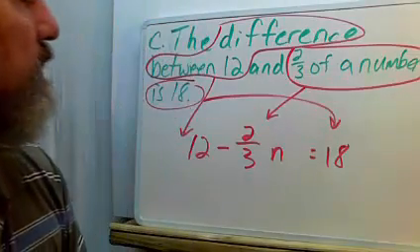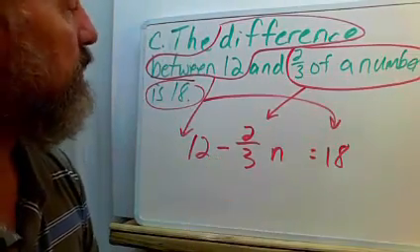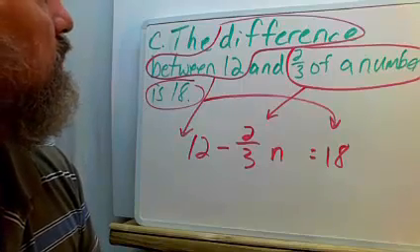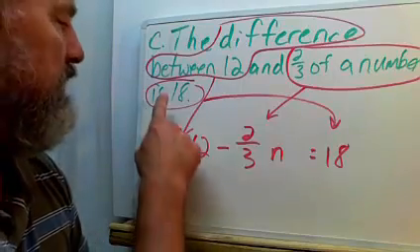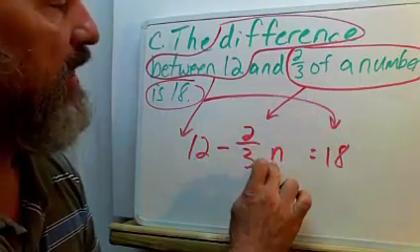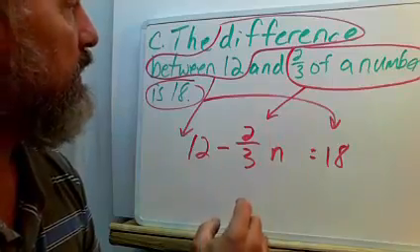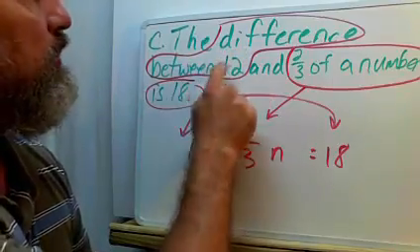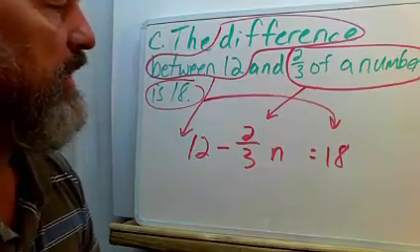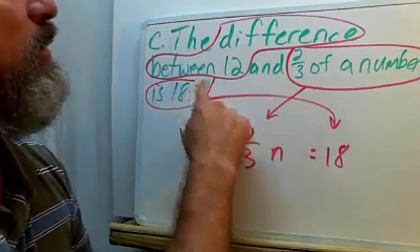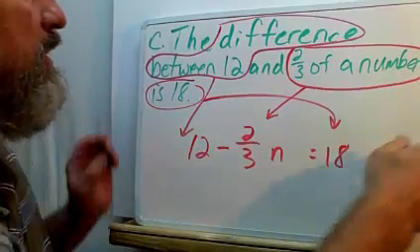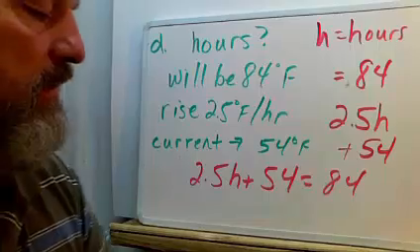Letter C. Here's going to be an example of subtraction. The difference between 12 and 2/3 of a number is 18. So 18 equals, 2/3 of a number, 2/3 times n, or any other variable. And the difference between 12 and that number would be 12 minus 2/3 n. If it was the difference between 2/3 of a number and 12, then you would flip these. But be careful.